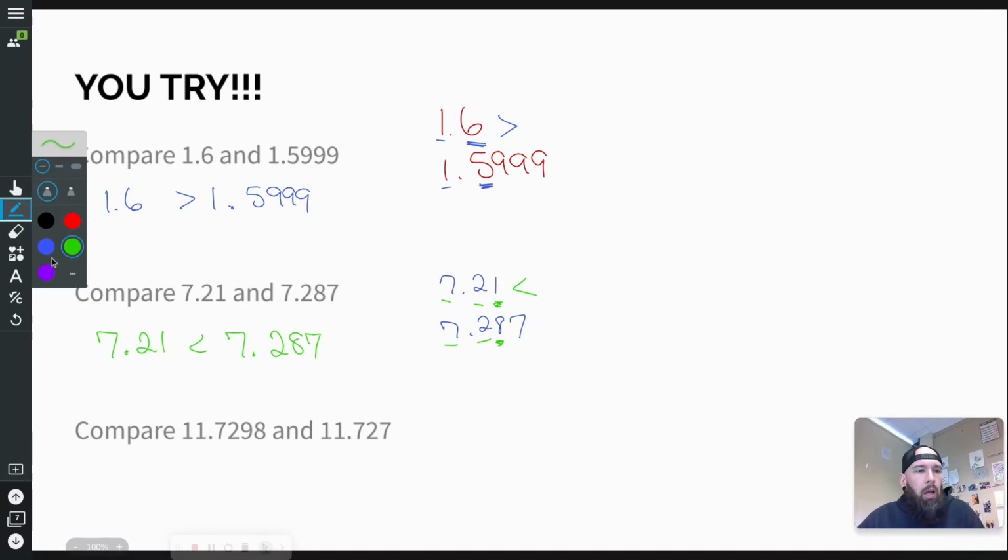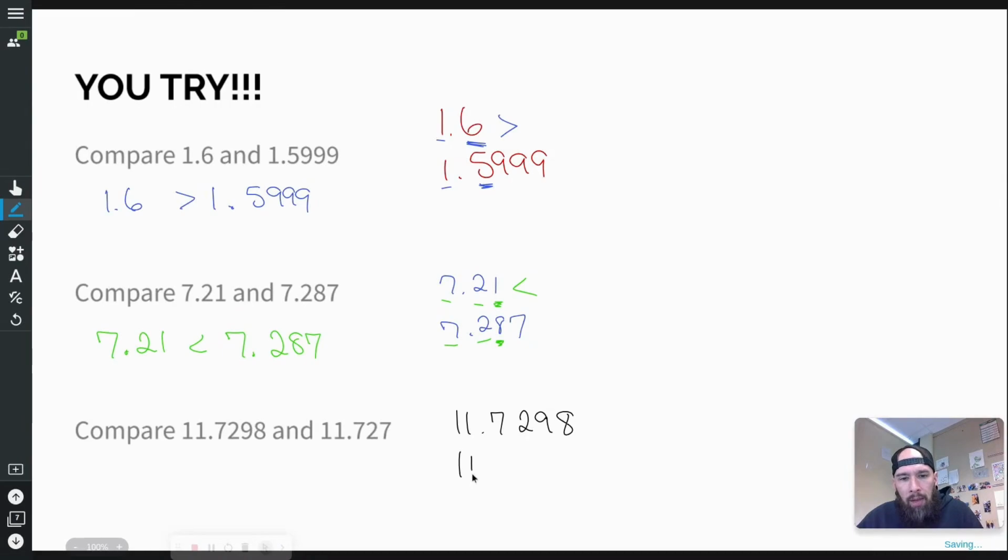All right, here we go. Last but not least, 11.7298 lines up with 11.727. Okay, 11s are the same, so the 1s are the same, the 1s are the same, the 7s are the same, the 2s are the same. But that 9 and that 7. 9 is greater than 7. So 11 and 7,298 ten-thousandths is going to be greater than 11 and 727 thousandths. I think I said that right. 7,298 ten-thousandths, 727 thousandths.